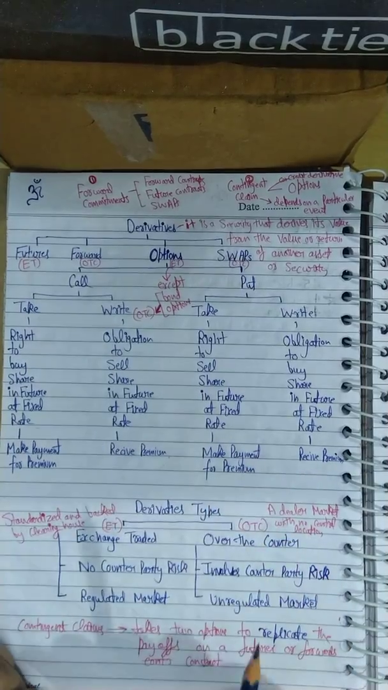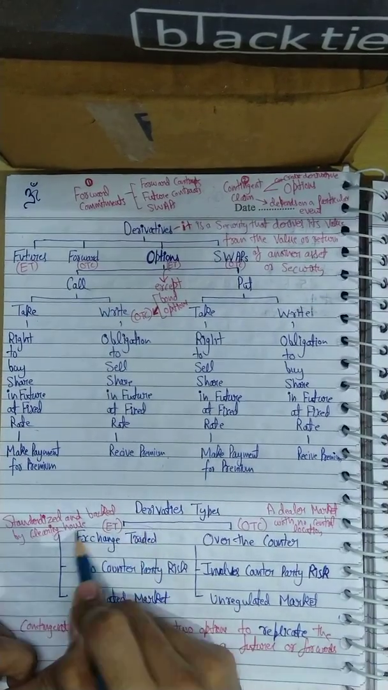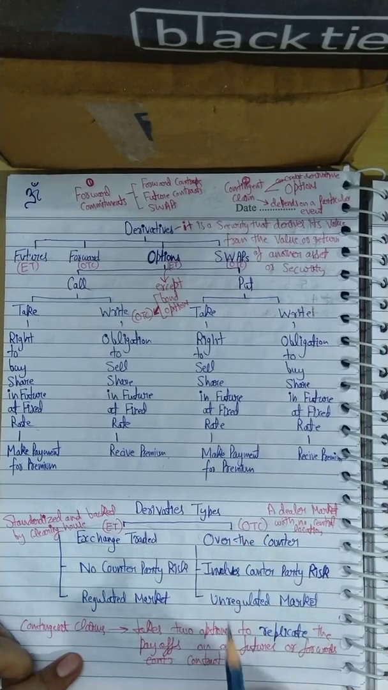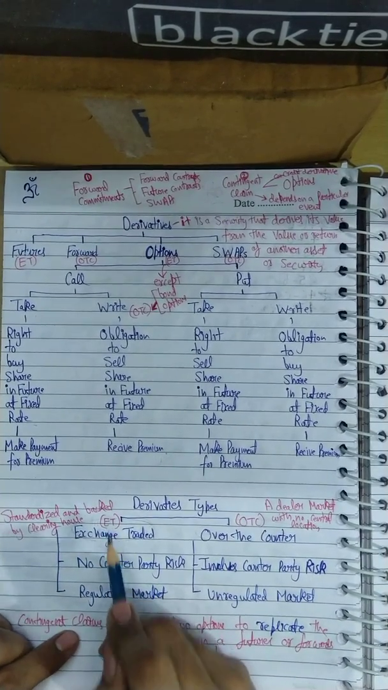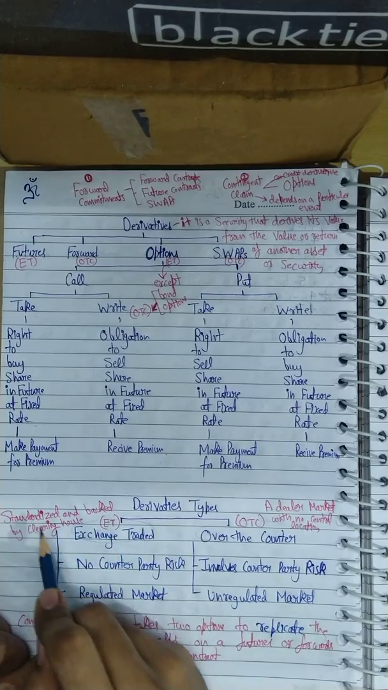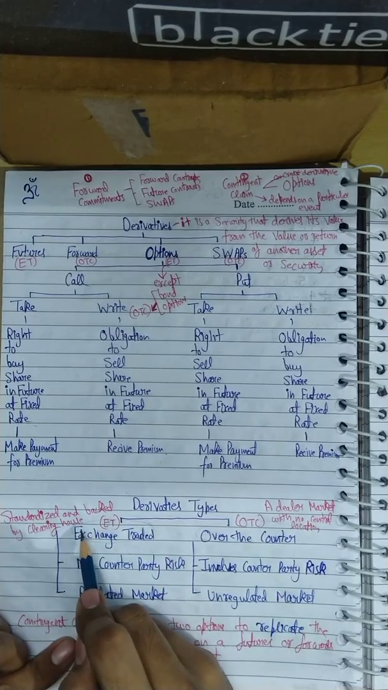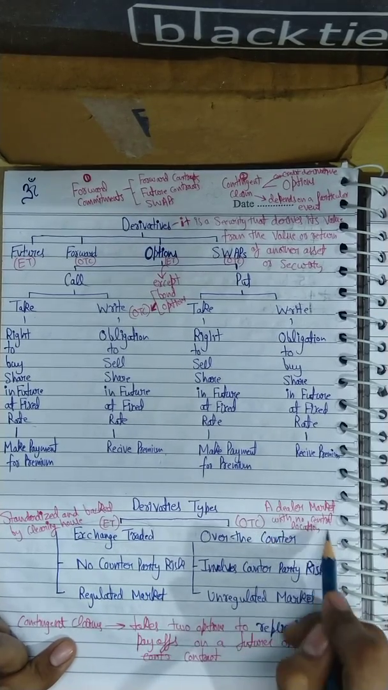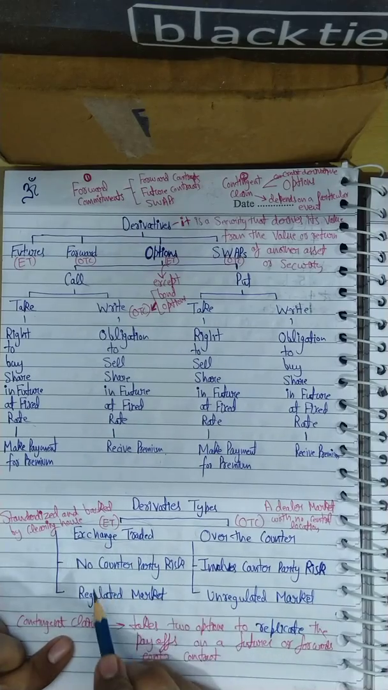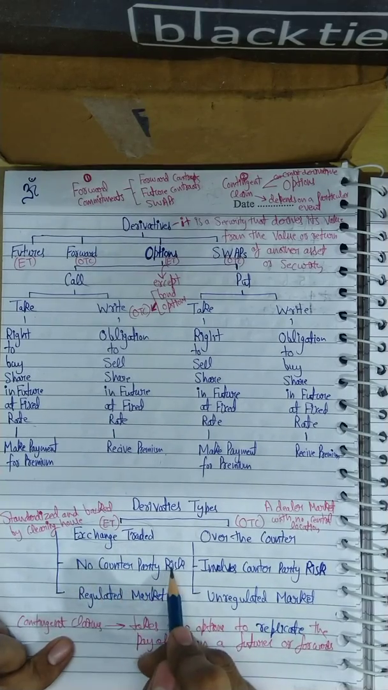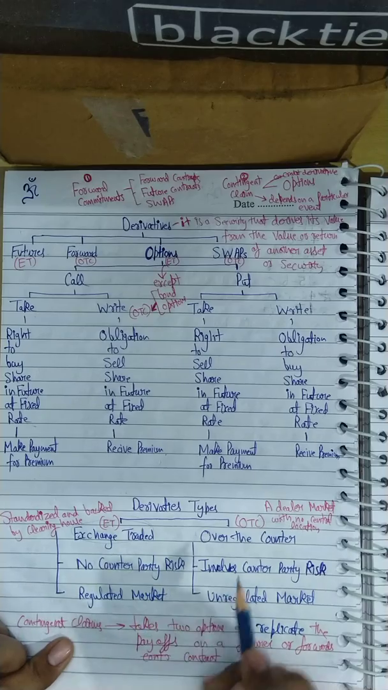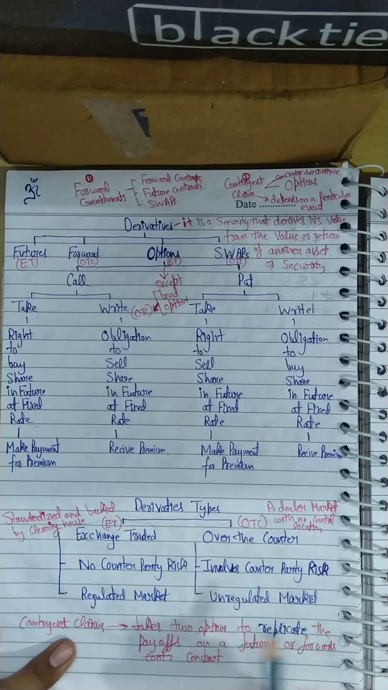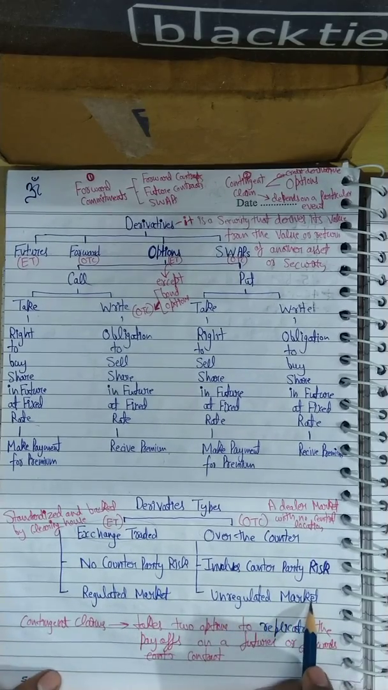So, basically there are two types of derivatives. One is exchange traded and another one is over the counter, that we call as OTC product. Exchange traded, what are exchange traded? Exchange traded are standardized and backed by clearing house, and over the counter is a dealer market with no central location. Exchange traded has no counterparty risk and is a regulated market. In OTC, that is over the counter, it involves counterparty risk and it is an unregulated market.